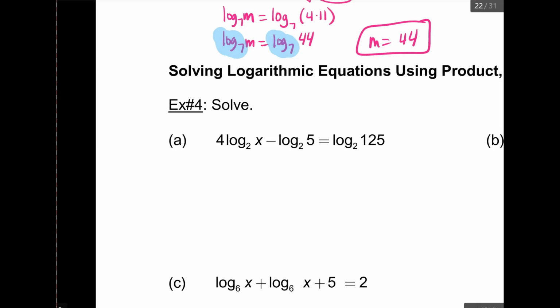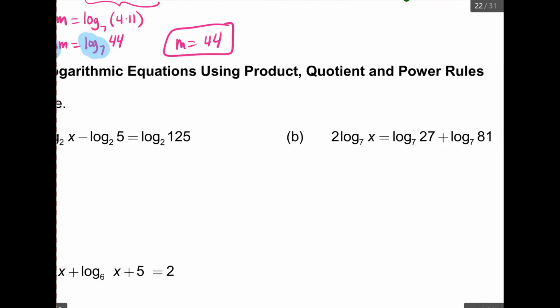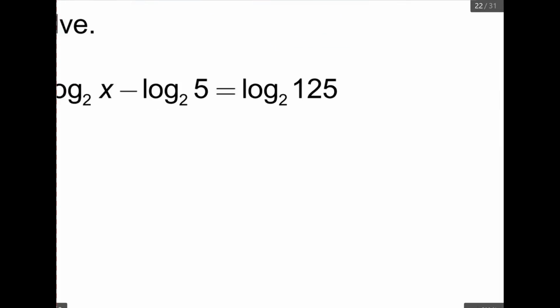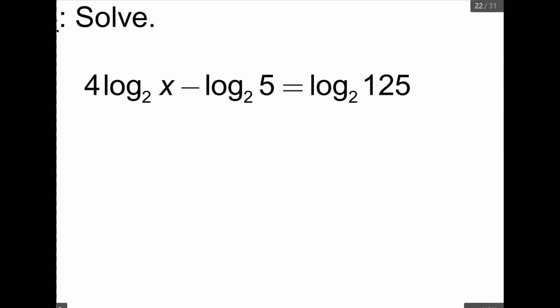Alright, solving logarithmic equations using product, quotient, and power rules. Yeah, so we're trying to solve for what the value of x would be. So this is just the same thing we've been doing. Yep. Alright, take it away.